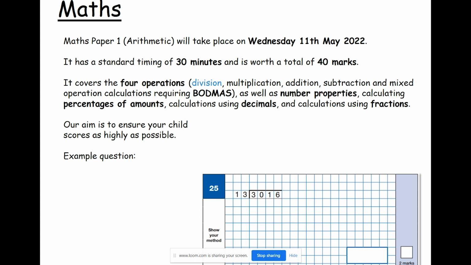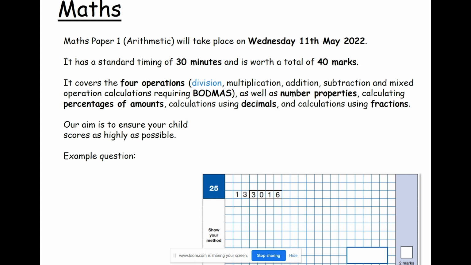Now, with this paper, the children will have learned methods on how to solve the questions, and you want them to score as high as possible in this arithmetic paper. We always say to parents that this is the one that you can really help your child with, because it's the easier of the 3, and once they know how to answer the questions, they can score high.